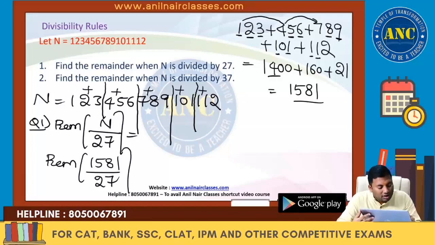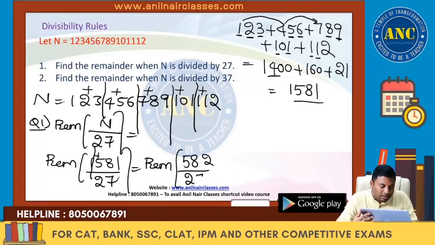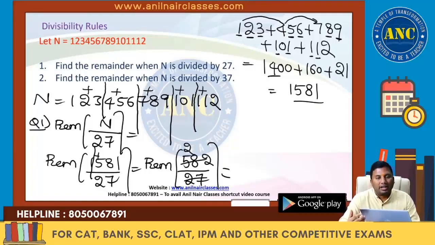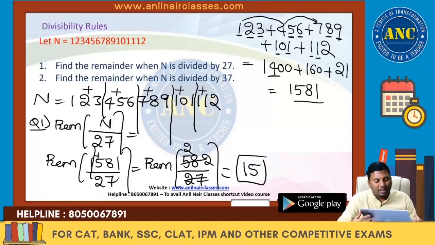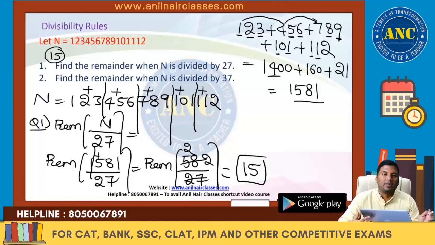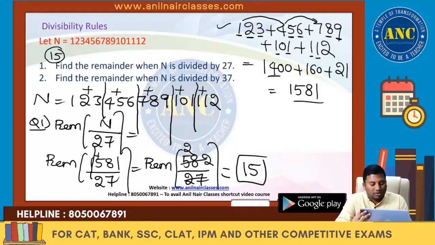The divisibility rule of 27 is: take a group of 3 digits and add them. So these are nothing but 582 divided by 27. 27 twos are 54, 27 ones are 27, remainder is 15. First one answer is 15. I hope the idea is clear. Take a group of 3 digits, add them. That is the divisibility rule for 27. How to add these numbers also, it is clear.